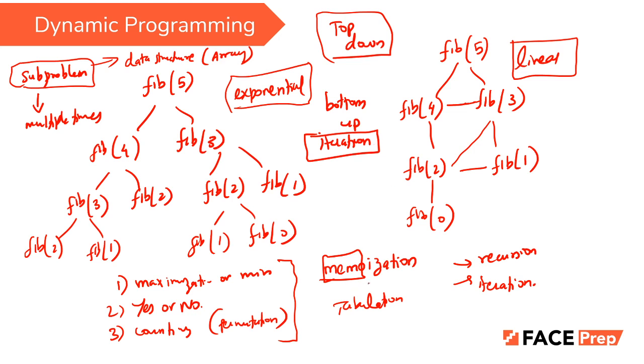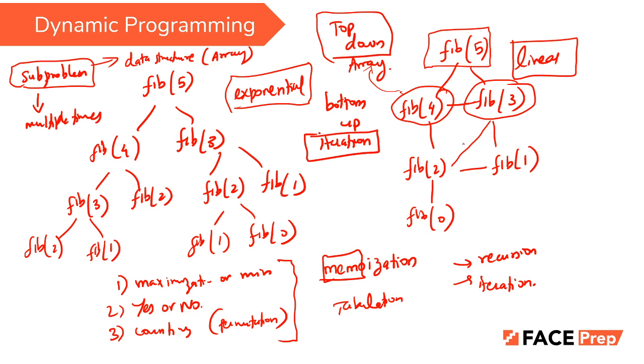So we looked at memoization now. What is memoization? I start from the answer itself, right? I start from fib 5, and then I talk about, to solve fib 5, what are the subproblems? Fib 4 and fib 3. The moment I calculate fib 4, I am going to save it in an array. So this is called memoization, where I am going top down, right?